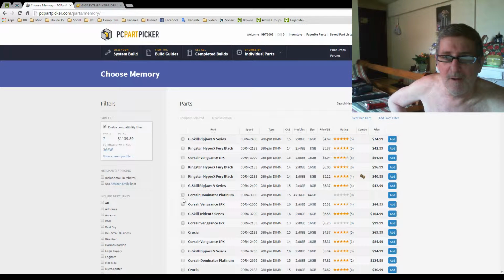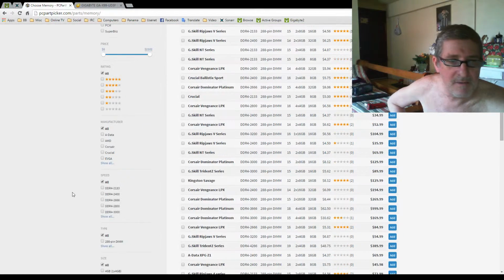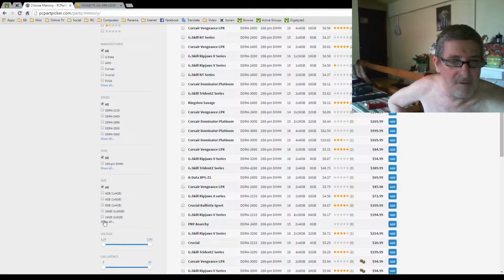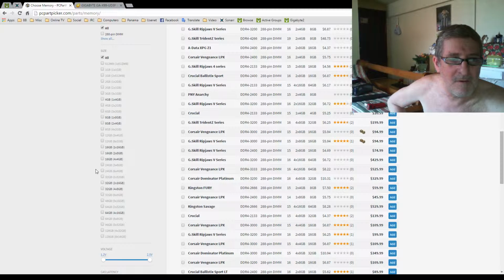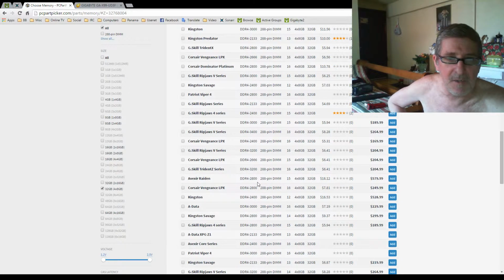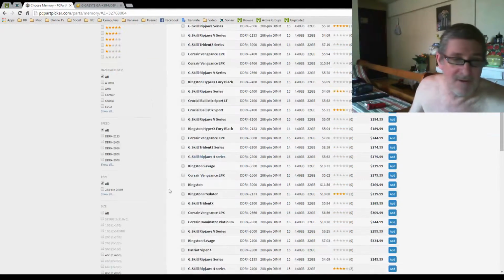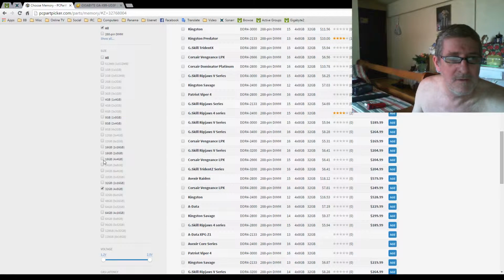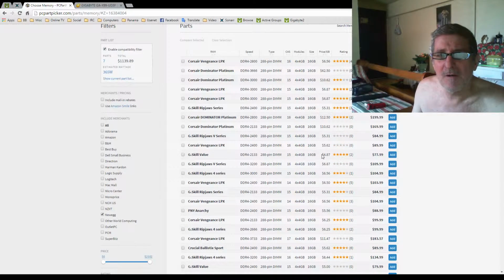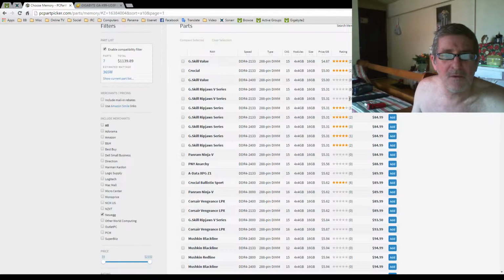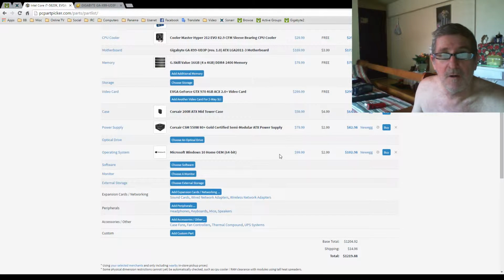Choose memory. We're going to get a 4x8. Let's see how much 4x8 is. Four by eight, 32 gigabytes. How much is that? 155. How much is 4x4? 2800. Let's sort these. 2300, 2400. You guys can always upgrade later, and you can always use these memories in a Skylake build also. So I'm just going to get 4x4 as a kit.